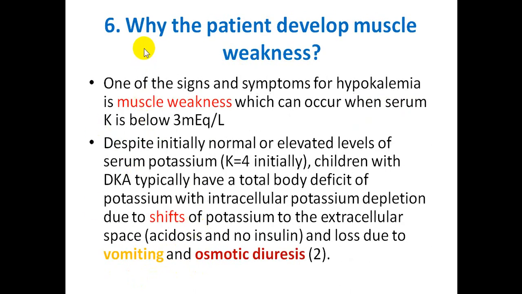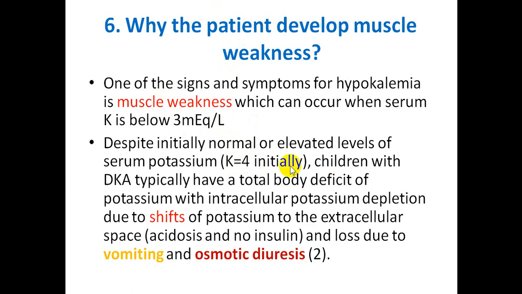On the other question, why did the patient develop muscle weakness? As we know, muscle weakness is one of the symptoms of hypokalemia. Initially the patient has a normal or elevated level of serum potassium. In this case, we have normal potassium, which is around 4, normal being between 3.5 and 5 milliequivalents per liter.